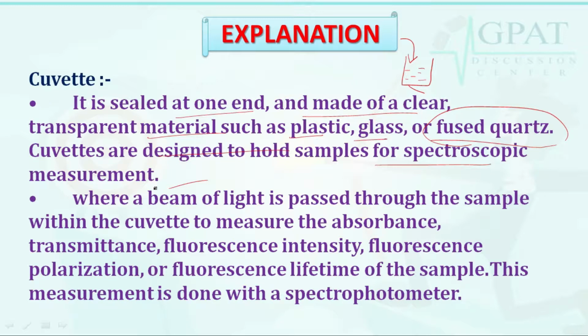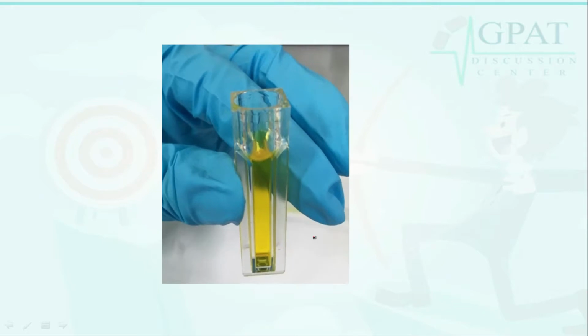A beam of light is passed through the sample, like in a UV spectrometer. So here is the light, here it goes, so there will be passing of the light, and the cuvette is used to measure the absorbance, transmittance, fluorescence intensity, fluorescence polarization, and fluorescence lifetime of the sample. This measurement is done with the help of a spectrometer. So here we have a diagrammatic representation. It's a cuvette wherein the sample is kept.